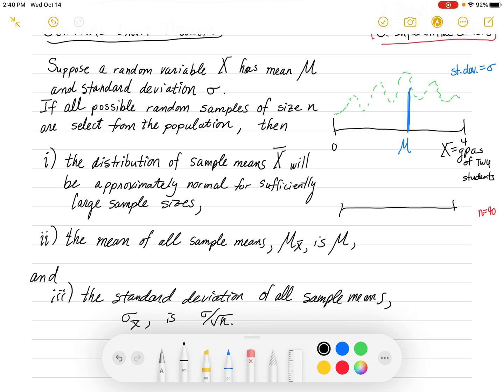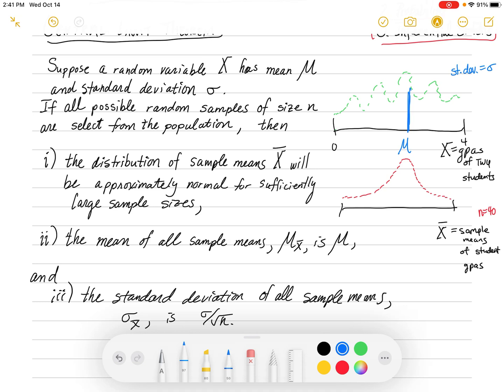So we get basically a distribution of sample means. We call this X bar. So these are the sample means of student GPAs. So that's the average of 40 student GPAs. So you'll have lots of averages for every sample. And what happens is you're going to get an approximately normal distribution for these sample means, an approximately normal distribution. That's what number 1 says. You get that approximately normal distribution.